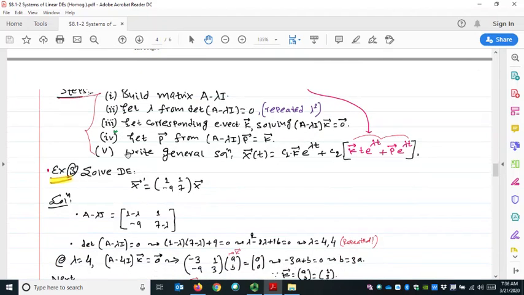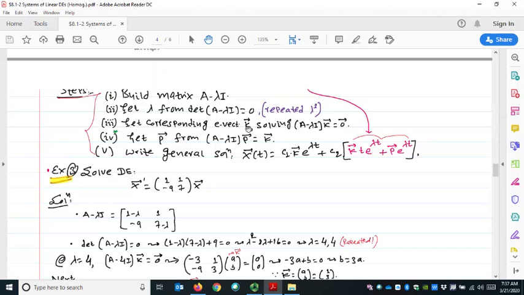And now we have one extra step, so I put a star here. The one extra step compared to the previous case is we need to get one more vector p using the vector k obtained in step 3. So solving A minus lambda I times vector p equals vector k.